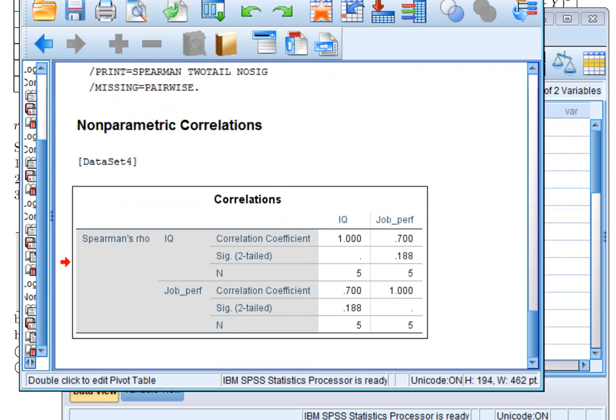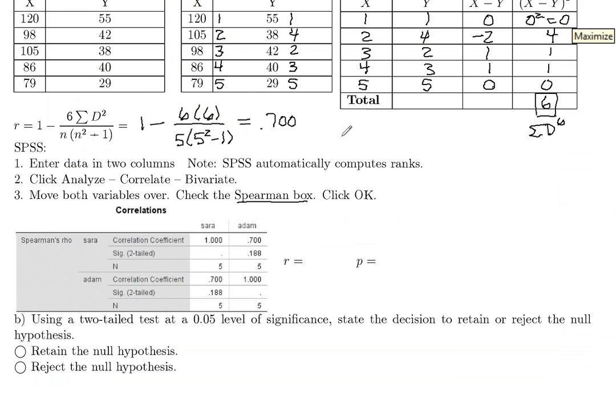Let's bring that back over to our document. That's this table right here. Our correlation coefficient is right up here, 0.700. So r is 0.700, which agrees with what we did by hand. And then the significance is the p-value. This two-tailed p-value is 0.188.